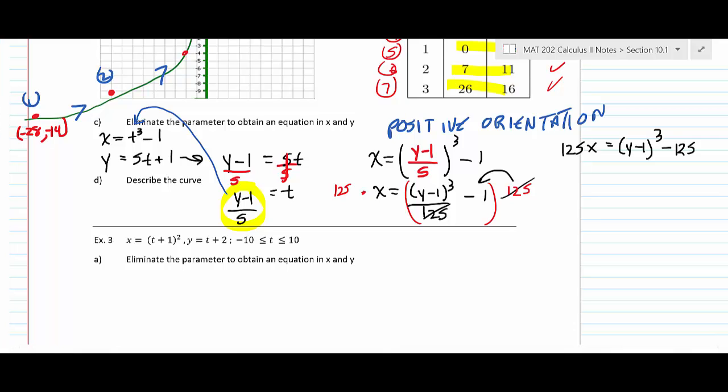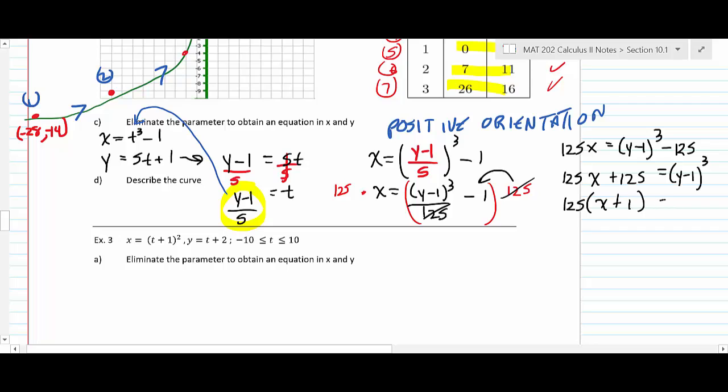So I'm going to go back and do this the other way. It doesn't really matter which way, because technically you should be able to get the same thing anyway if you isolated both sides. I'm going to do one more thing on this. I'm going to move this over here to get 125x plus 125 equals (y minus 1) to the third power. Now I'm going to factor out a 125, and then do the cube root of both sides. I'm going to go back and show you that the other way would have been easier.